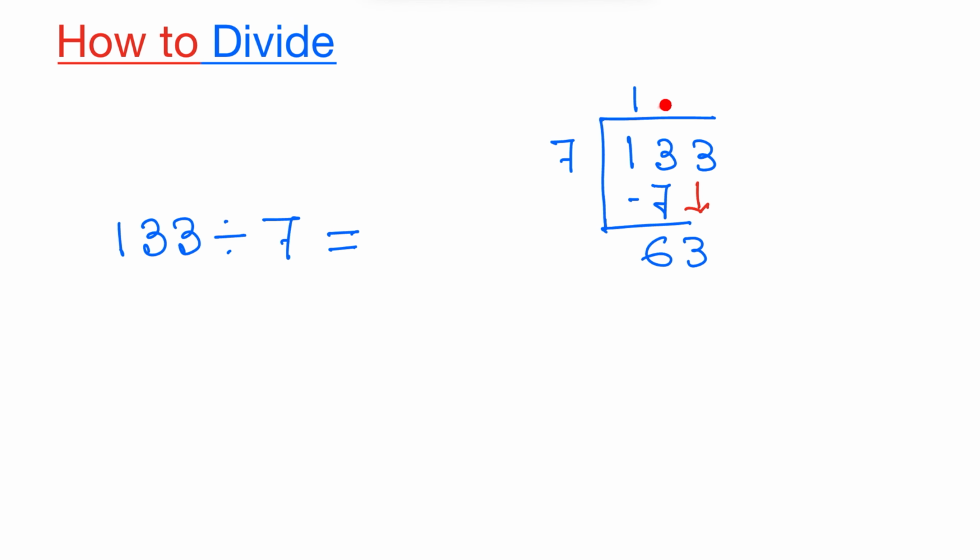And again we know that 7 times 9 is equal to 63. Subtract, we get a 0. As we have got the number 0 and we have no number to bring down here, so we will stop. Therefore, 133 divided by 7 is equal to 19, and this is our final answer.